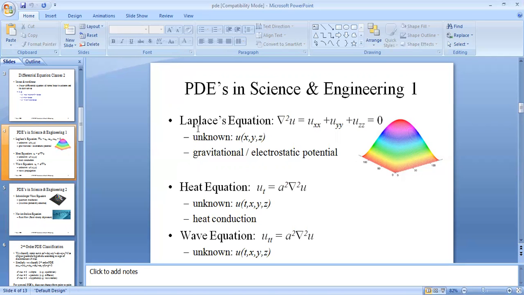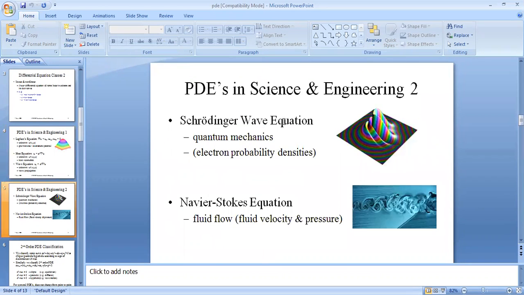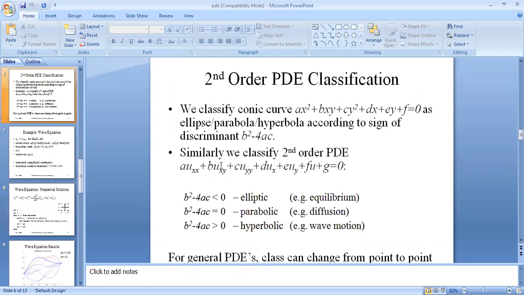The most important partial differential equation example is the Laplace equation. This is second order. Laplace equation, heat equation, wave equation. Remember this. Another one is the Schrodinger wave equation, and the Navier-Stokes equation, which is used in fluid flow. The Schrodinger wave equation is used in quantum mechanics, a very important part of modern physics. Quantum mechanics is also described by a partial differential equation.